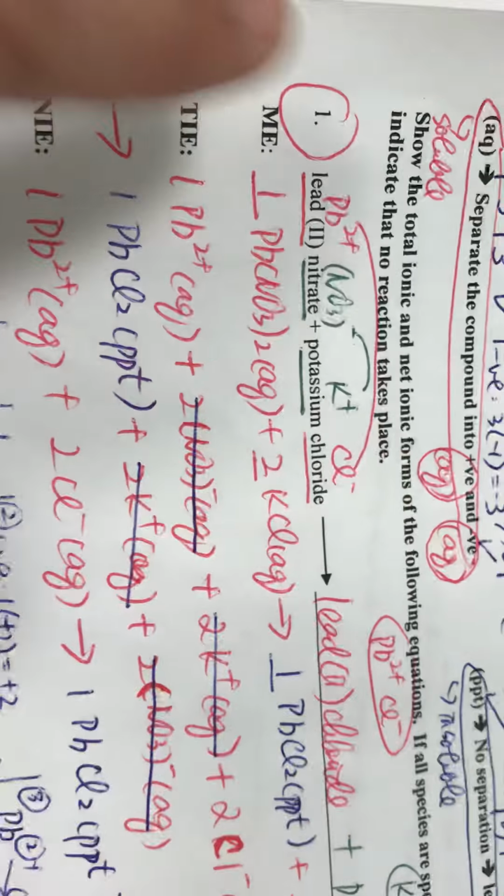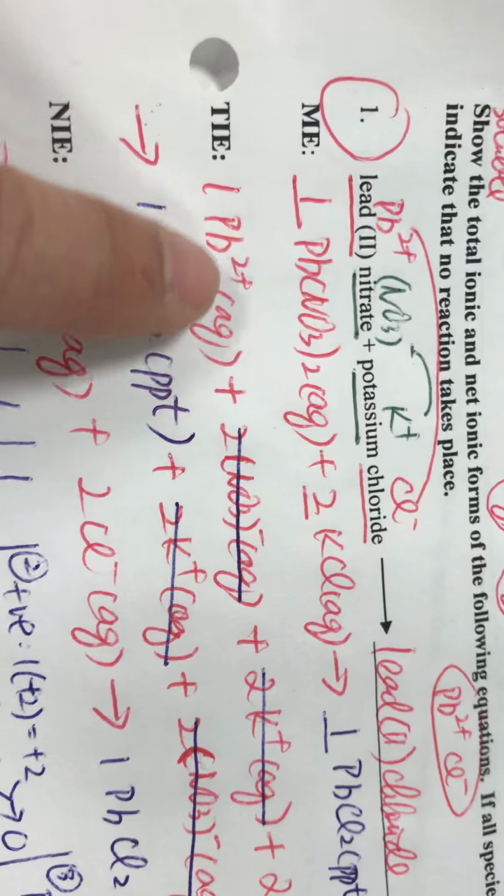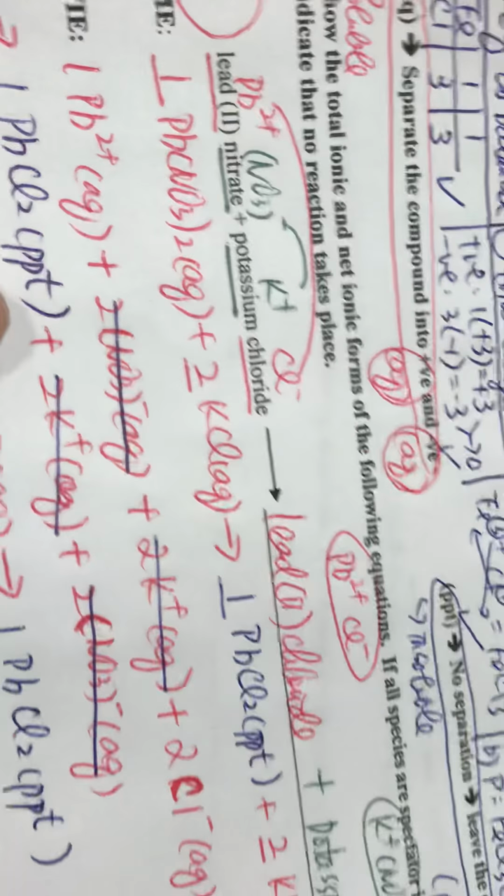So this one before the cancellation will be, actually, this one will be like the total ionic equation. Okay, so after that, we're going to cancel out the spectator ions. Spectator ions are the ones that show up on both sides. So which one is going on both sides?